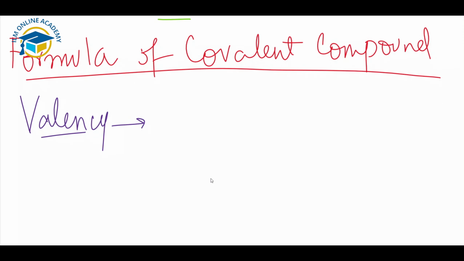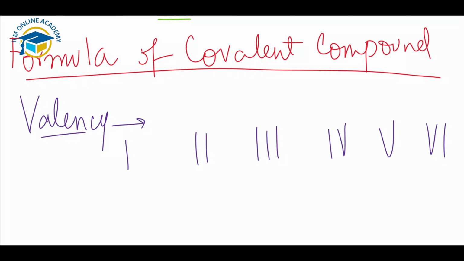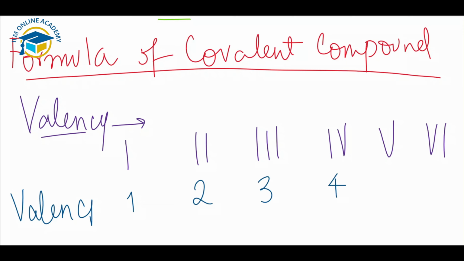Like we have groups in our periodic table: the first, second, third, fourth, fifth, and sixth. Suppose these are the first 6 groups of our periodic table, and according to the group you can easily deduce the valency, or combining power. Valency will be 1 for the group 1 elements, 2 for group 2, and so on. Up to group 4 we have the valency 1, 2, 3 and 4.